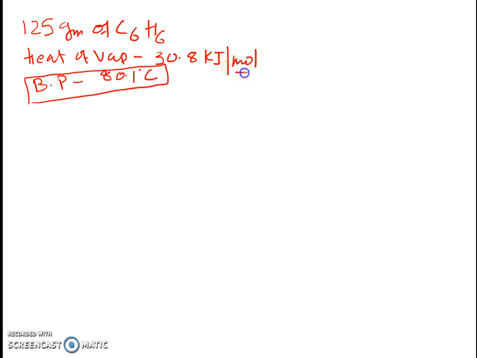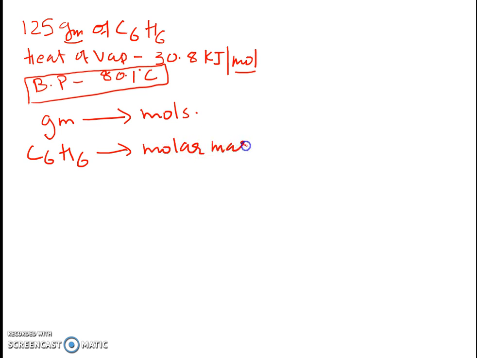So this is in moles, but this is in grams. So the first step is you're going to convert this gram into moles. So how to convert that into moles? Now we need to know that we have to convert C6H6, which is benzene. We need to know the molar mass of benzene to convert that into mole. What is a molar mass?